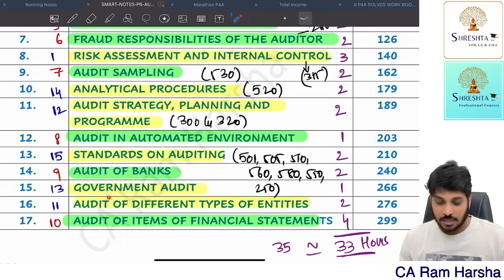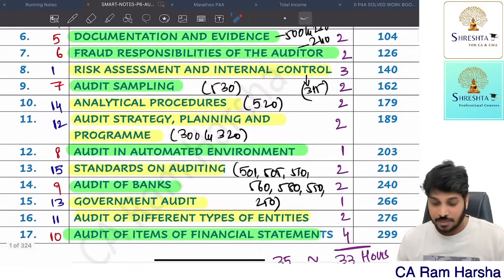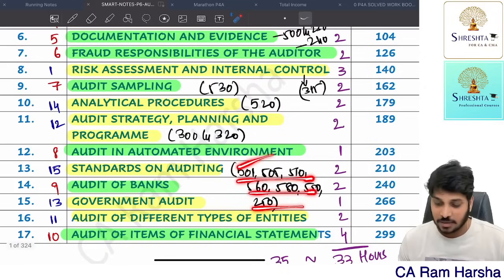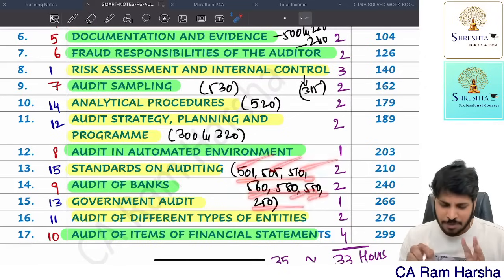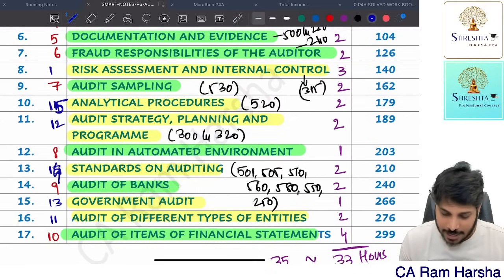Then after that, government audit. Then after that, if you still have time, analytical procedure. Then after that, these balance standards: 501, 505, 510, 560. Preferably what I will do is, right now I will interchange, make this analytical procedure 15 and standards 14.